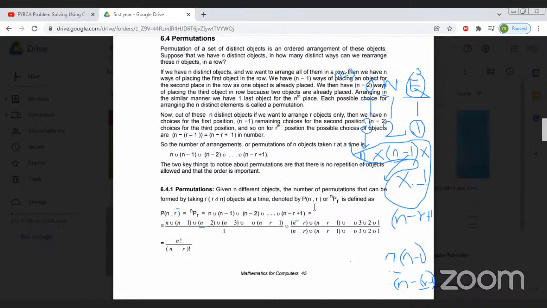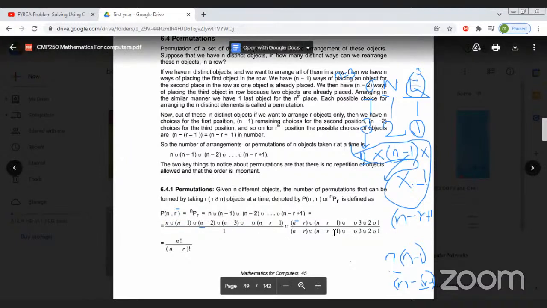And how do you derive it? Why did I take this sign? Because I can cancel it down. So the remaining will be n minus r factorial.